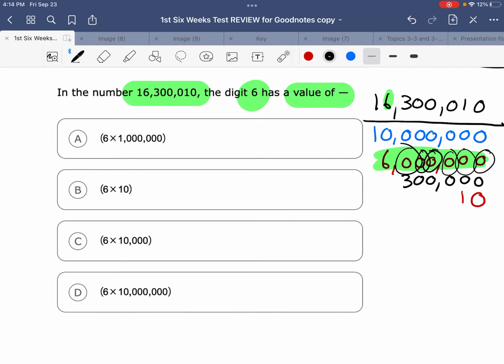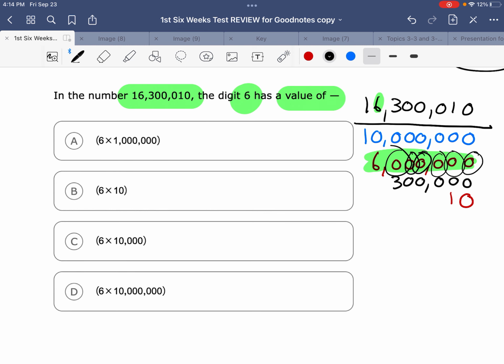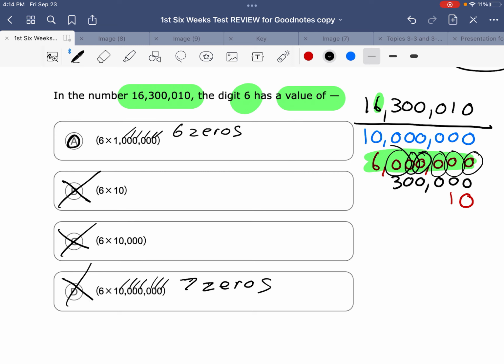Okay, so obviously, just by looking at it, it can't be B. It can't be C. I need to count 6 zeros. So I have 1, 2, 3, 4, 5, 6, 6 zeros. For D, I have 1, 2, 3, 4, 5, 6, 7, 7 zeros. Okay, but I need 6, so I know that my answer is A.